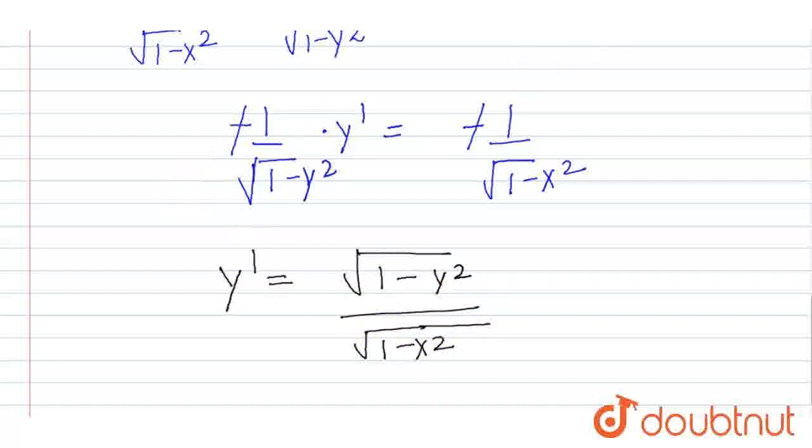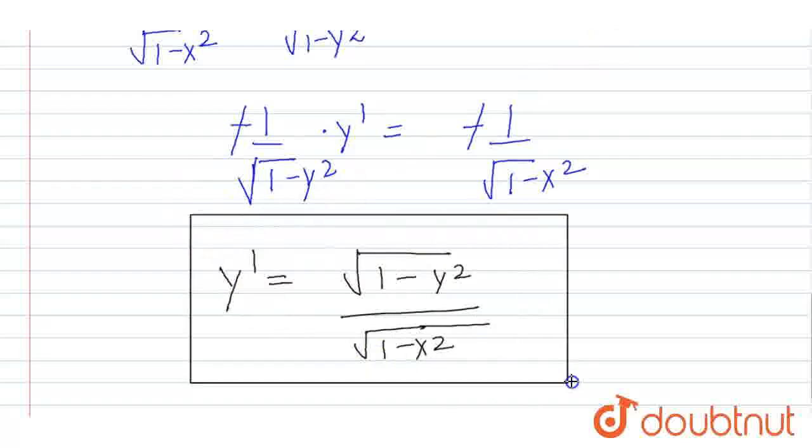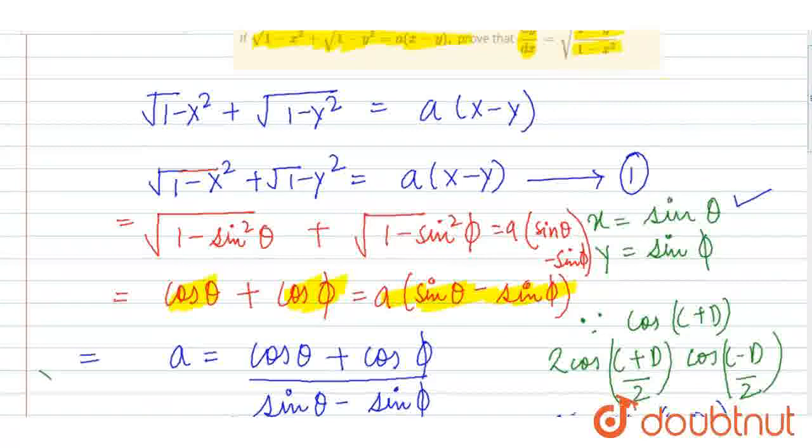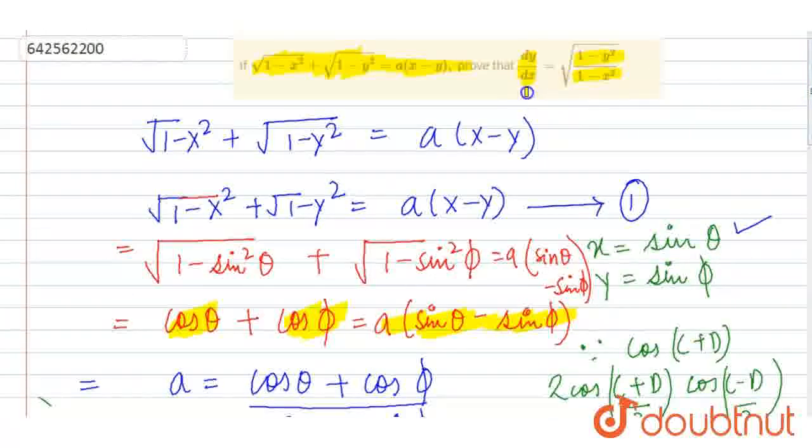So this is what we have to prove in the question. So we have proved y dash is equal to root 1 minus y square divided by root 1 minus x square, right? And that is what we have to prove in this question. This is how we are going to do that.